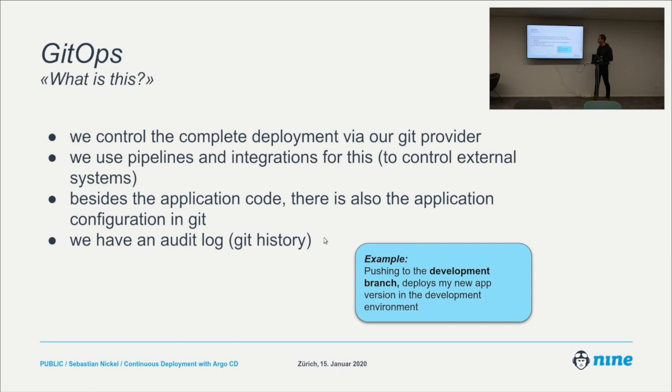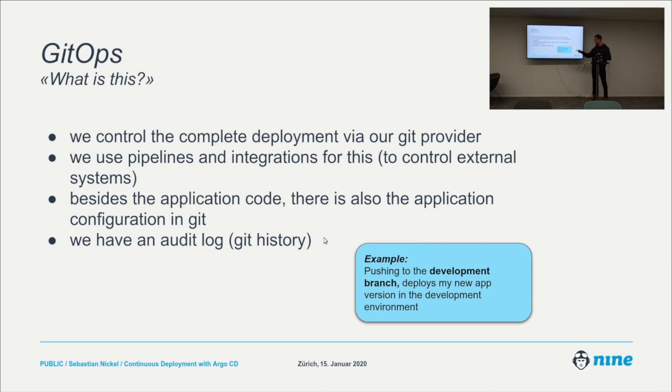And besides the application code for GitOps, there's also the application configuration in Git. And that's something I think which might be new. So not only the code of the application goes into Git, but you also have a specific configuration. And in that configuration Git, let's not call it state, but all the YAML or resources which your application needs are defined.